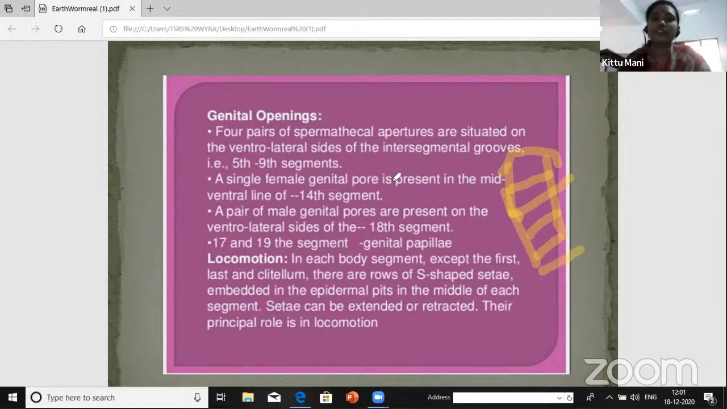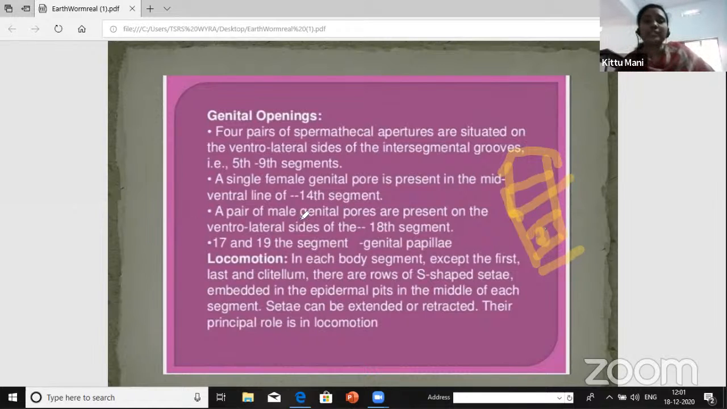Next, a single female genital pore is present in the mid-ventral line of the 14th segment. Why are we using the 14th segment? Because in the 14th, 15th, 16th segments, the clitellum is present. What is that, students? The clitellum is present. So here we will observe a single female genital pore at the ventral line of the earthworm, in the 14th segment. How many female genital pores? A single female genital pore we will observe.